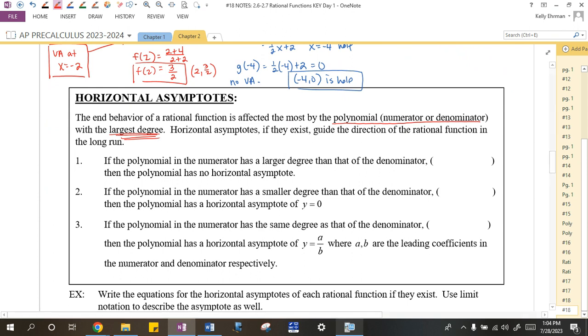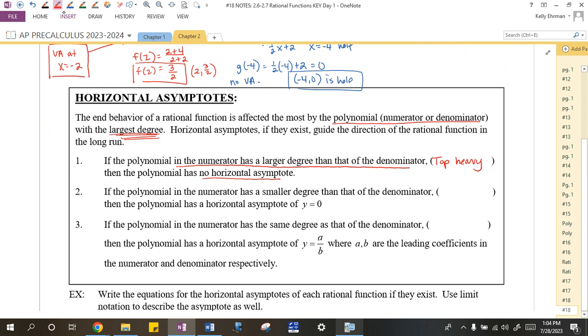So if they exist, then your rational function levels out to some value. If not, it can increase without bound or decrease without bound. So scenario 1 is if the polynomial in the numerator has a larger degree than that of the denominator. So in our brains, we're thinking top heavy. Higher degree on top than on bottom, like x cubed on top, x squared on the bottom. If it's top heavy, then the function has no horizontal asymptote, because if you were to do long division, you would get some sort of function that increases without bound or decreases without bound.